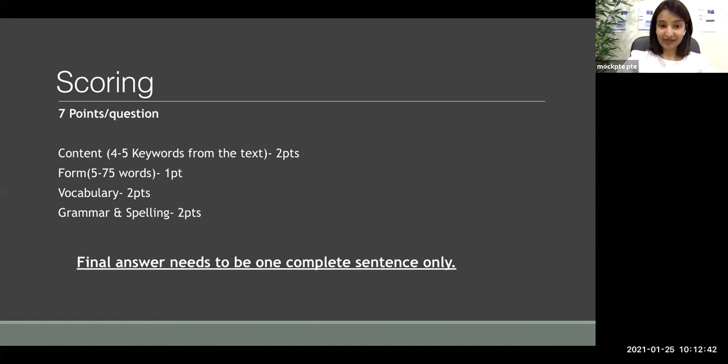And always start your sentence with a capital letter. And even if you have proper nouns in the middle of your answer, like the name of a person, always start with a capital letter as well. These kinds of mistakes will deduct your grammar points. So be very careful about these.